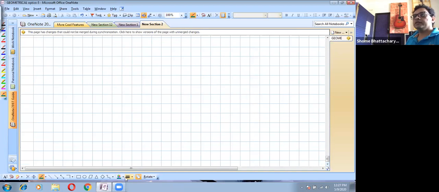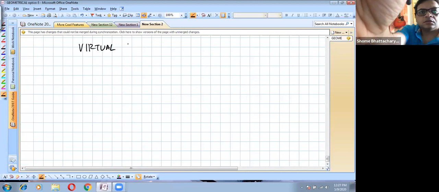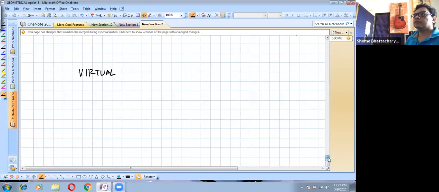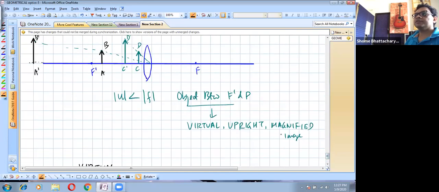Now let us look at that very interesting situation of at what position the image will be obtained. That I showed you. It is a virtual upright magnified image. The position of the image is same side as object. This AB's image is over here, A prime, B prime. CD's image is over here, C prime, D prime.